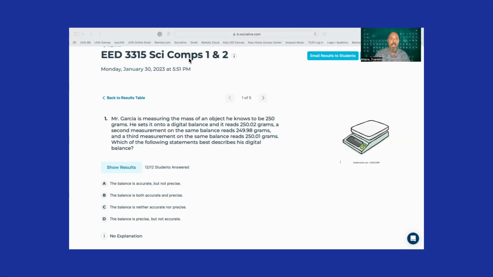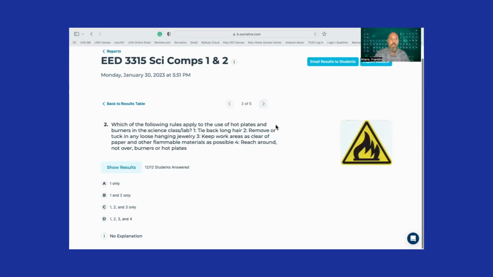So I'm going to clear that, and let's go on to question number 2. Question number 2 says, which of the following rules apply to the use of hot plates and burners in the science class or lab? Rule number 1, tying back long hair. Rule number 2, remove or tuck in any loose hanging jewelry. Rule number 3, keep work areas as clear of paper and other flammable materials as possible. Number 4, reach around, not over burners or hot plates.